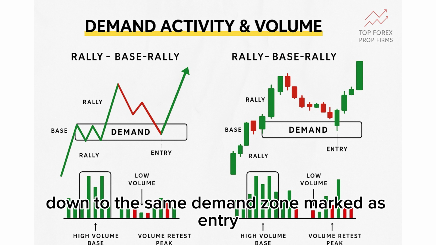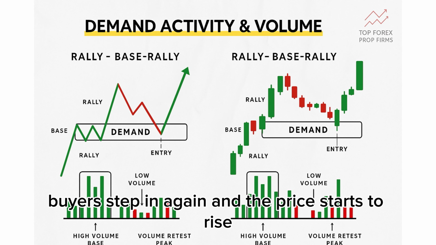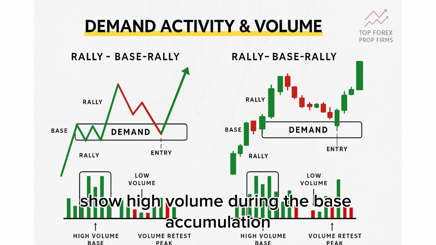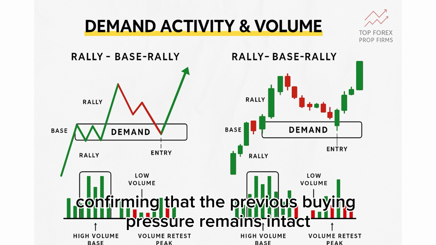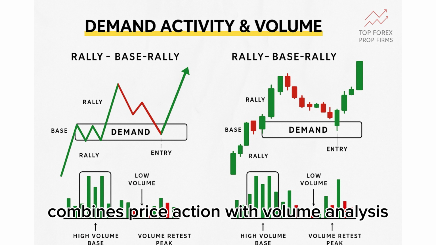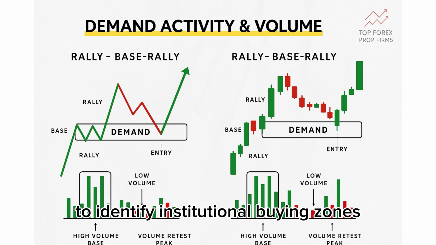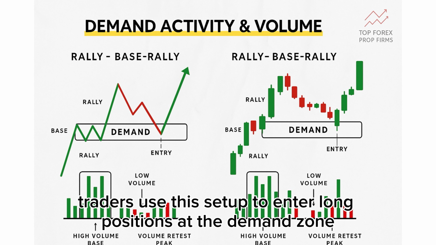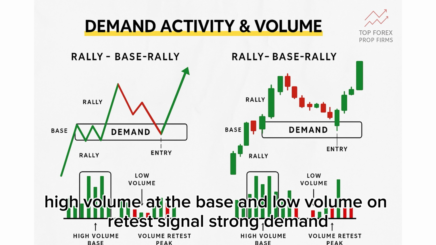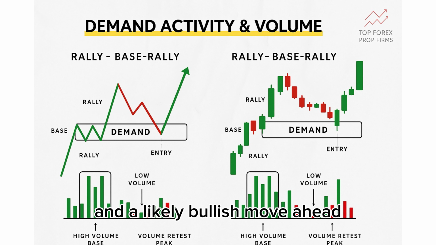Once the market comes back down to the same demand zone, marked as entry, buyers step in again, and the price starts to rise. The volume bars beneath the chart again show high volume during the base, accumulation, and low volume during the retest, confirming that the previous buying pressure remains intact. In short, the rally-base-rally demand pattern combines price action with volume analysis to identify institutional buying zones. Traders use this setup to enter long positions at the demand zone retest, with confidence supported by the volume behavior. High volume at the base and low volume on retest signals strong demand and a likely bullish move ahead.